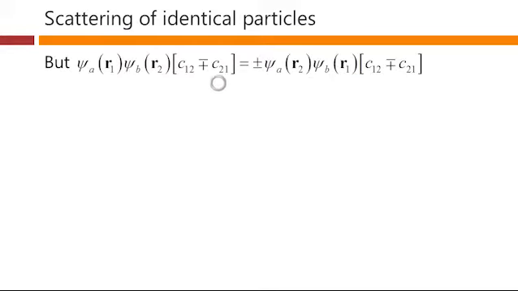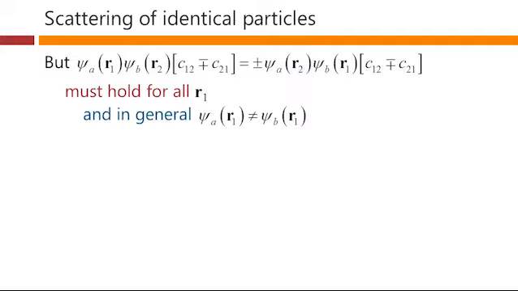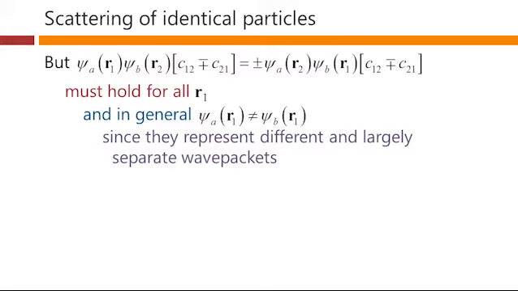But if we look at this expression here, we conclude, of course, since this must hold for every R1, and in general, psi A of some R1 is not equal to psi B of R1. This was the wave function on path A. This was the wave function on path B, because these are largely different wave packets that are rather separate in space. Then the only way this equation can work in general is if this term, which appears on both sides, is 0.